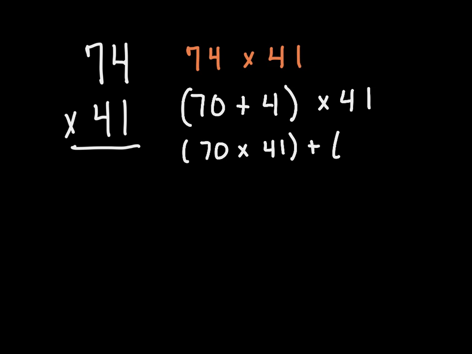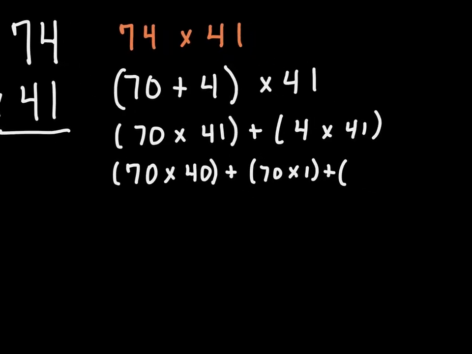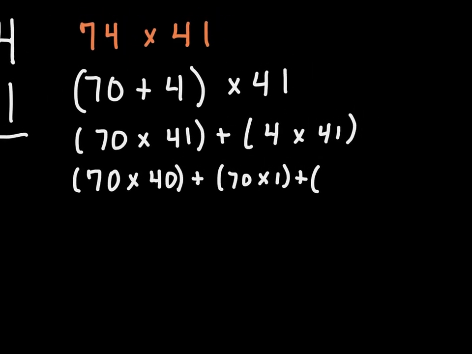41. Whoops. Why did I repeat that? I'm sorry. 4, because it's 74 times 41. Okay. Now we could continue on and do 70 times 40 plus 70 times 1. Okay, and then we're going to do the same thing over here. We're going to do, let's make this bigger. We're going to do 4 times 40.